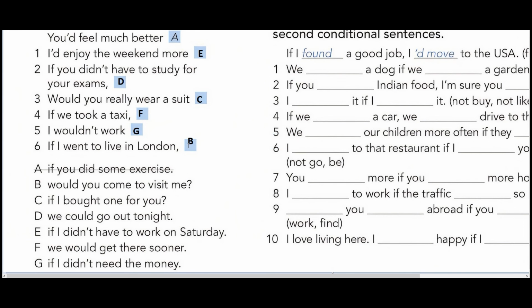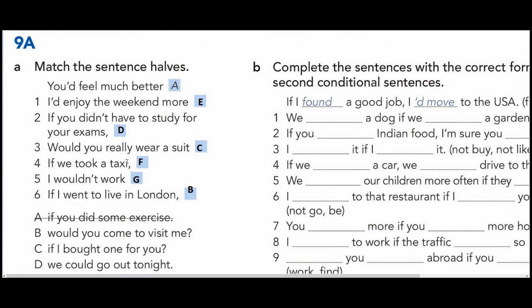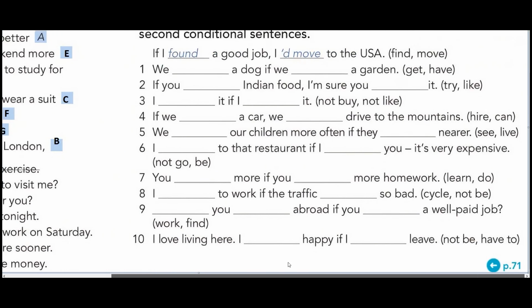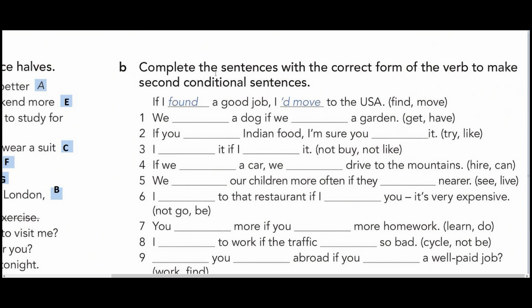I think it's a perfect match here. So that's all for exercise A. Let's see exercise B. Complete the sentences with the correct form of the verb to make second conditional sentences. After if, we use the past simple. The consequence is with would or wouldn't plus infinitive.